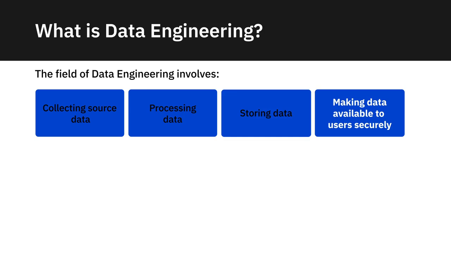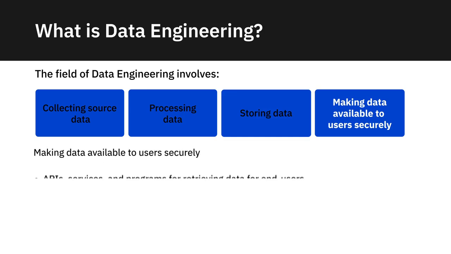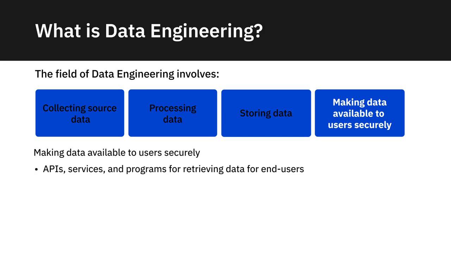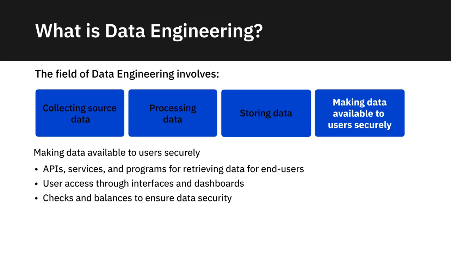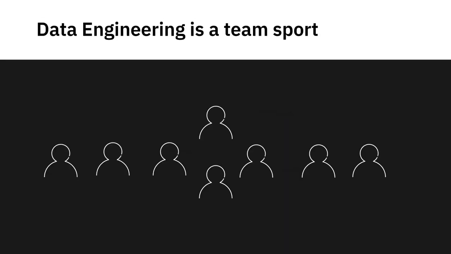And finally, making data available to users securely. This includes the use of APIs, services, and programs that retrieve data on defined parameters for use by end users. Interfaces and dashboards that present data to users so they can derive insights from the data. And ensure the right measures and checks and balances are in place to keep data secure and provide rights-based access to users. It is important to mention that data engineering is a team sport.